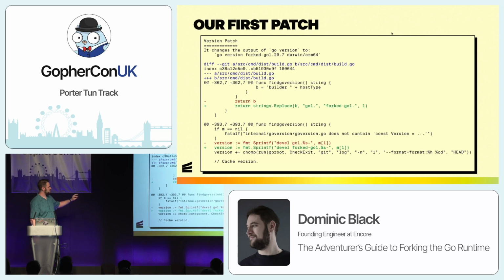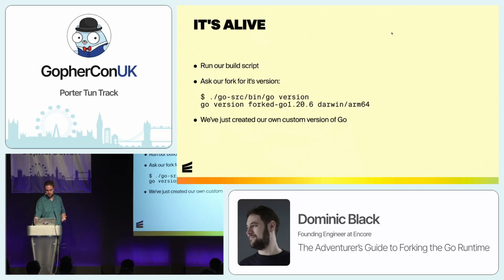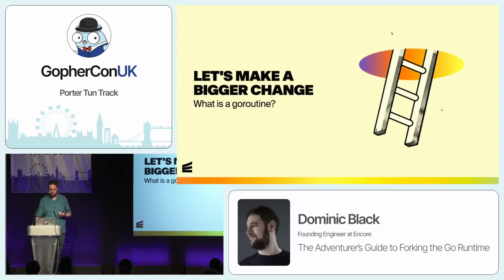And all we have to do is change 2 lines of code in the distribution build system to achieve this goal. So that's what this patch does. Now, if we run our build script, we can then run go version on the built version of Go, and we can see that now it's reporting it's forked, and it's not Go, it's Argo. So now we have a custom version of Go. So let's start making a bigger change.